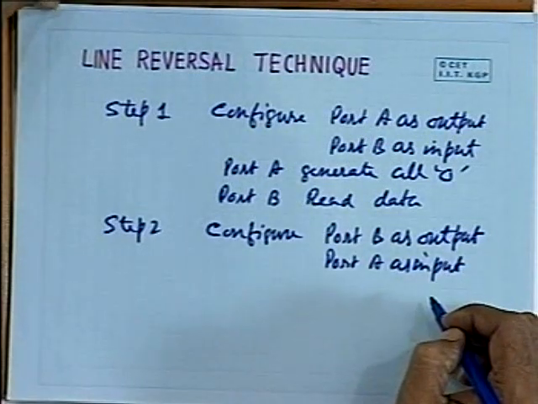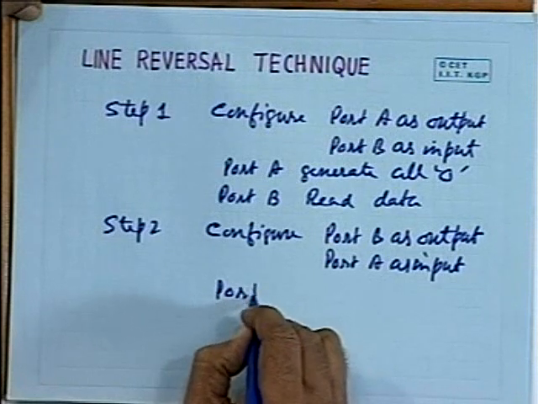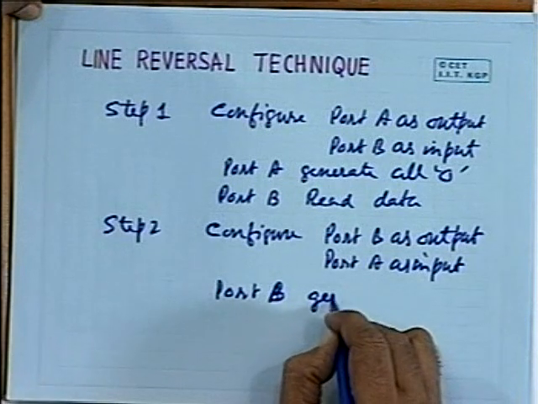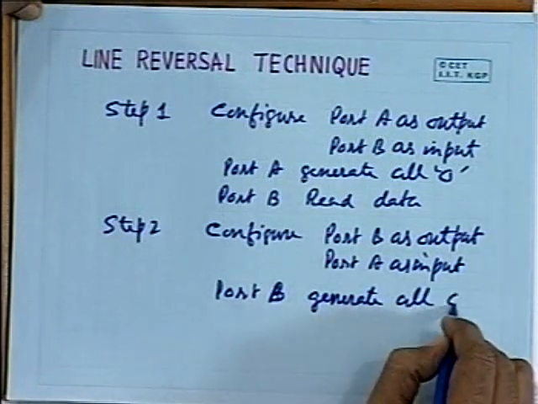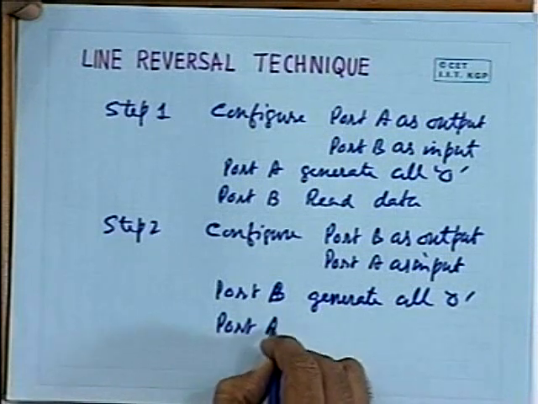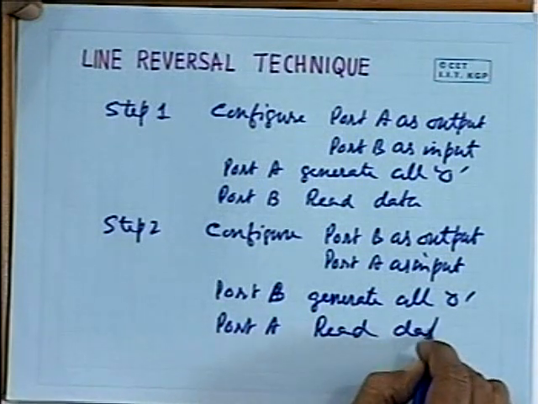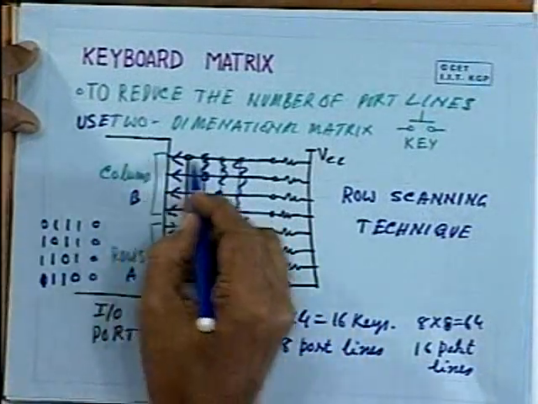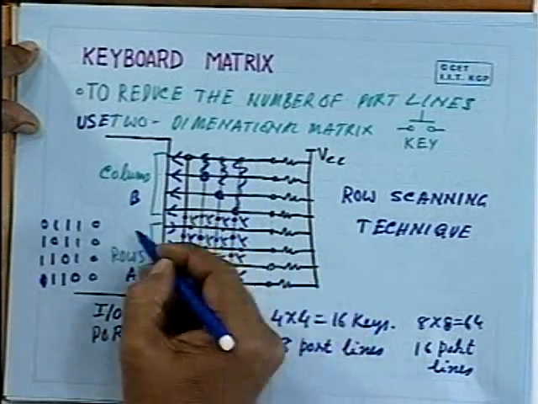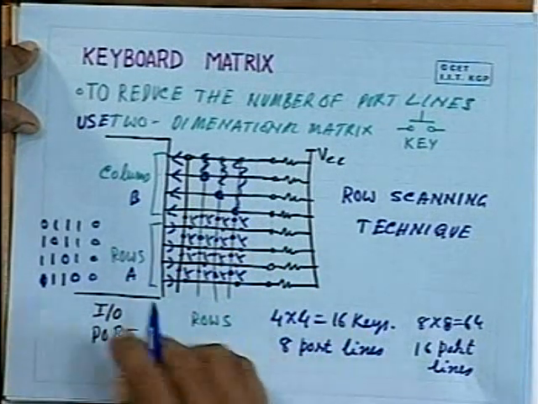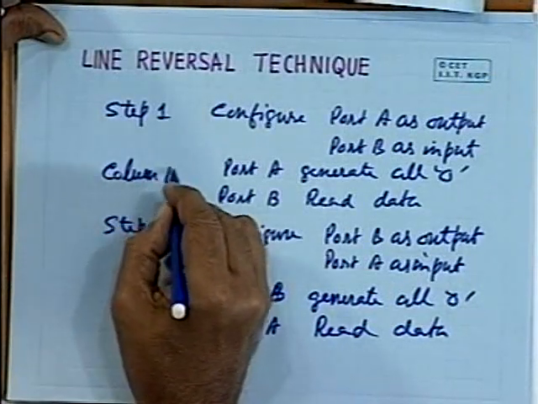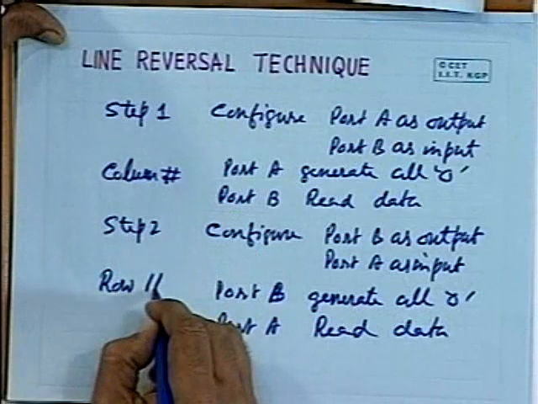If you do this, then on port B you generate all 0, and on port A you read data. That means now what you are doing, you are changing the direction of the port lines. You have made these lines output and these lines input. So you are reversing the lines, and by doing that you can identify the row number. So this will identify the column number and this will identify the row number.